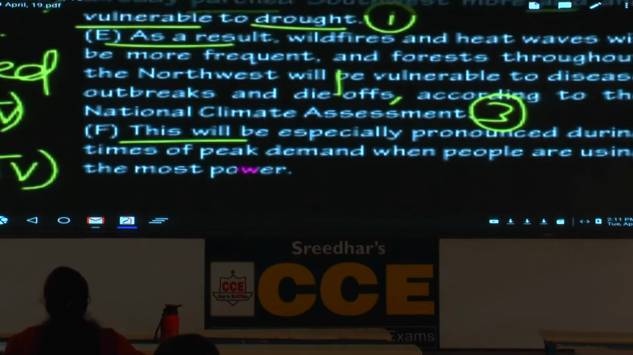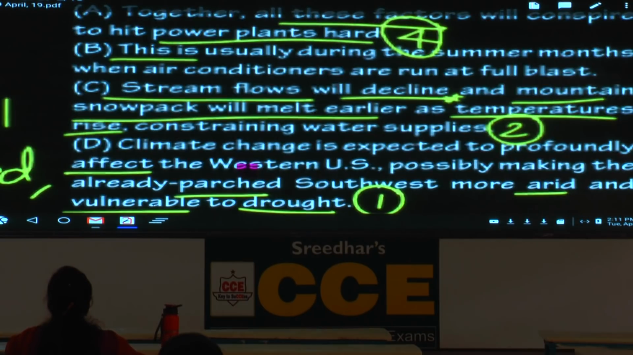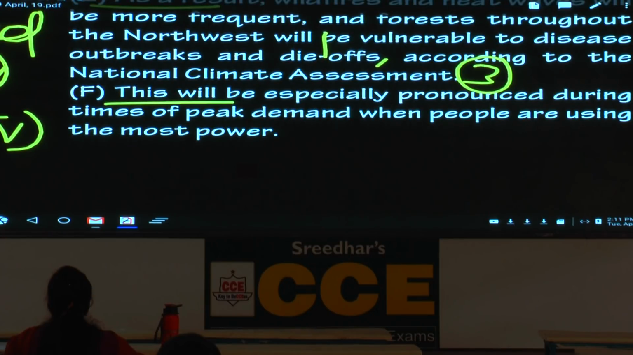Now the next one, so that is the, what is the sentence number? 4. What is the fifth one? This will be especially pronounced. Underline the word pronounced. Pronunciation, pronounce, usually it goes with what? These words go with what? Language and speaking. But here pronounce means what? Underline the word pronounced. It means emphasized or make a bigger impact. Pronounced here means emphasized or seen or evident. Also write the word evident.